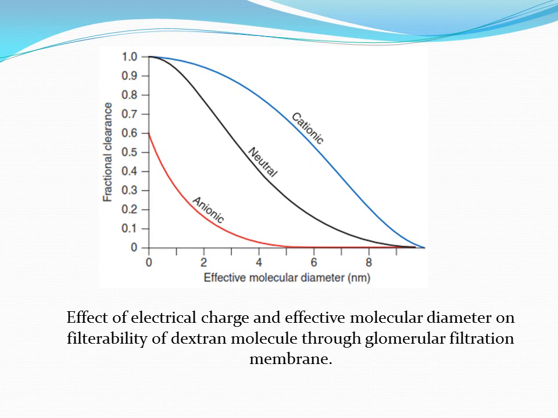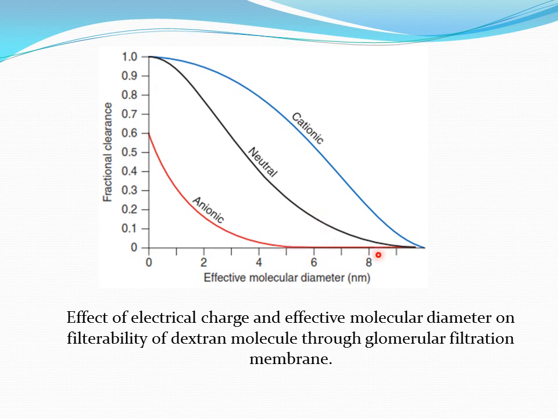Now look at this picture showing the effect of electrical charges on the filtration of a particular substance. As I told, the negatively charged particle will find it more difficult than the neutral or the cationic ones, as you can see from here. This axis shows the molecular size of the substance, and this shows the filtration rate. The particles above 8 or 9 nanometer are not going to be filtered irrespective of their charges, and any particle less than 4 nanometer can be easily filtered irrespective of the charges. But between these two, for molecular size between 4 and 8 or 9 nanometer, it will depend.